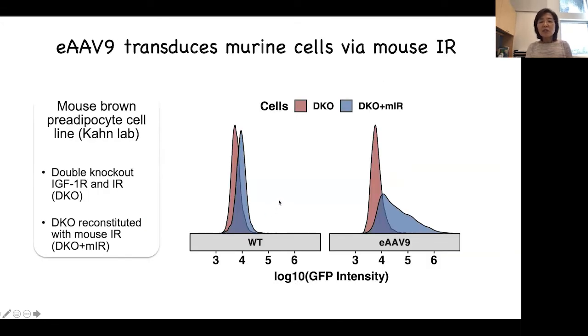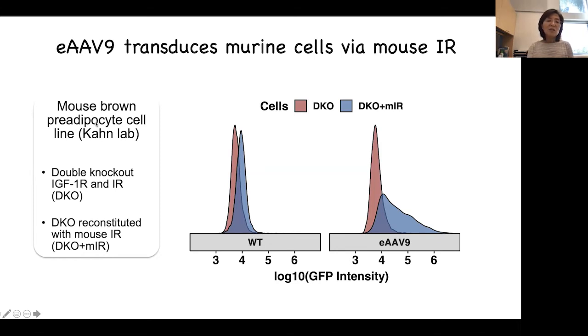So the obvious next experiment is the mouse experiment. And before we go directly to mouse, of course, we had to test the mouse insulin receptor, because up to this point, we used only human insulin receptor. Mouse and human insulin receptor genes have a very high homology. So we knew that it was going to work, but nonetheless, we had to test this wild type AAV9.